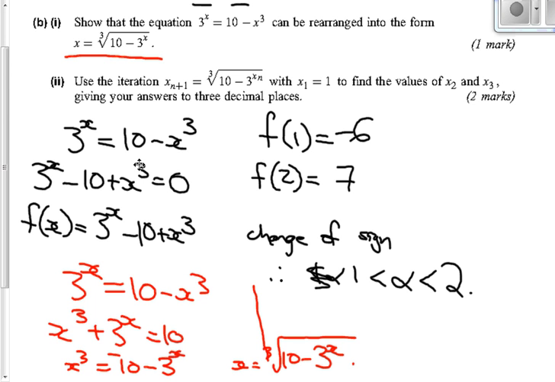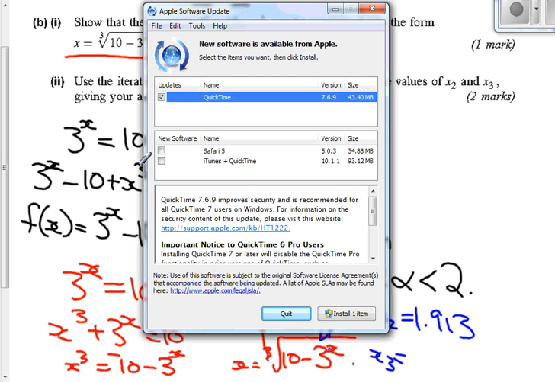were asked to show. And the last bit just says put in the value 1 into there, and when you use that on the calculator, you get x2 to be equal to 1.913. And x3, by putting 1.913 back into there, that turns out to be 1.221. Make sure you've got all of those decimals there, because it does say leaving your answer to 3 decimal places.